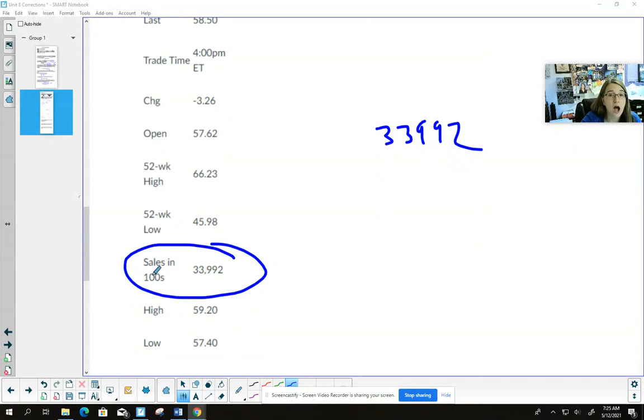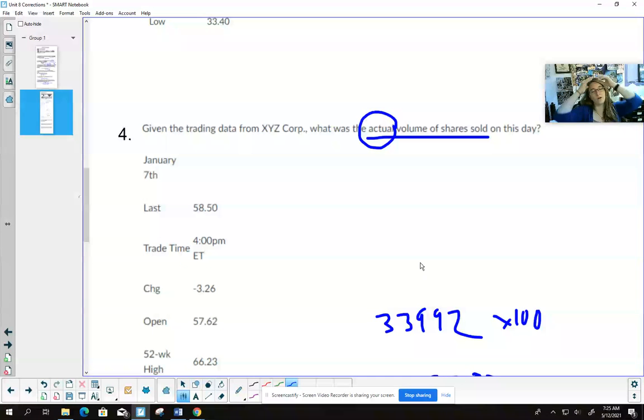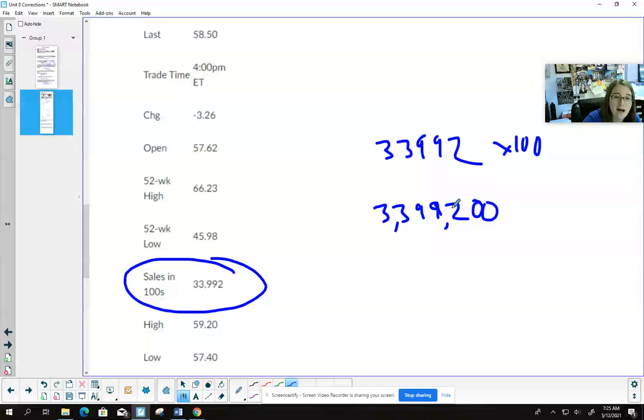It is that many hundreds. So, a couple of us understand that means we should multiply by 100 because we have this many hundreds. But also, we should understand that when we do this, 2 zeros just get tacked on. So all you had to do for number 4, guys, was take the sales in hundreds number and add 2 zeros. Some of these questions are that easy when you pay attention. So it was that many shares that were actually sold in just that one day. A lot of back and forth across the world and across the nation in just one day.